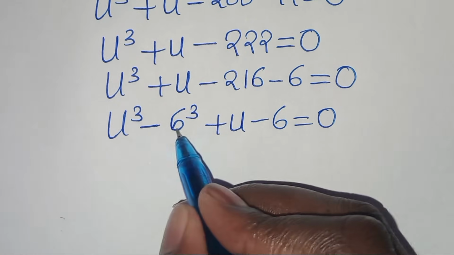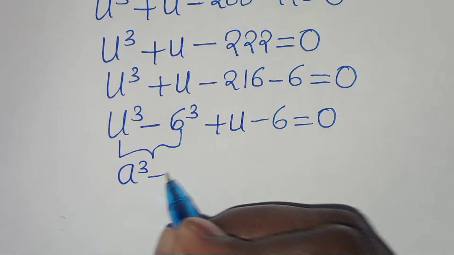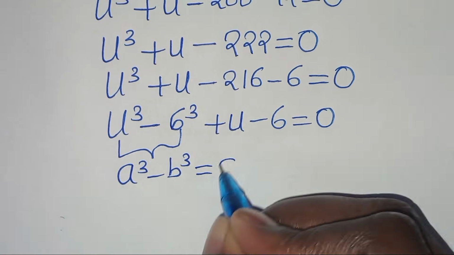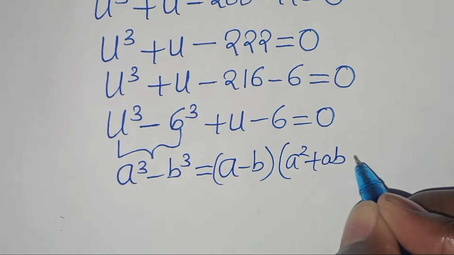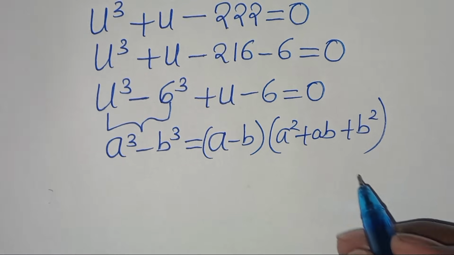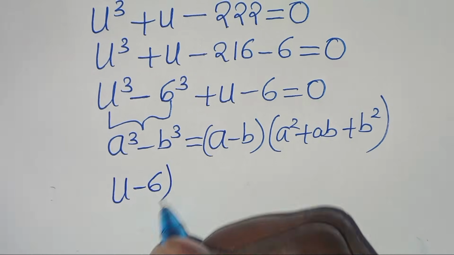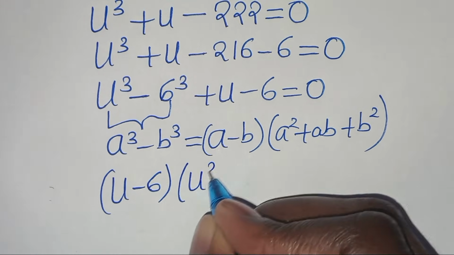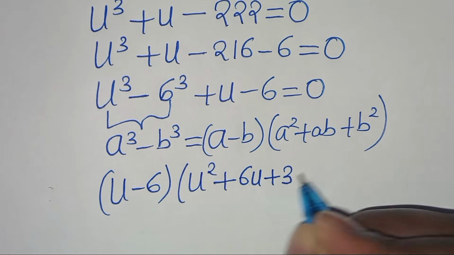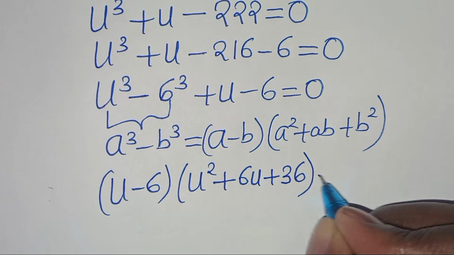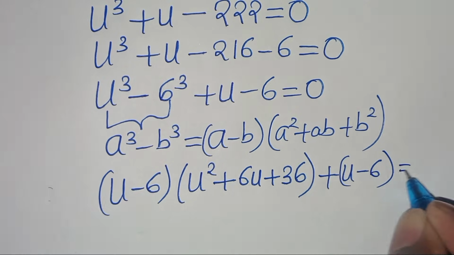Now, u to the power of 3 minus 6 to the power of 3 is the difference of two cubes, expressed as a to the power of 3 minus b to the power of 3, which we can express as a minus b times a squared plus ab plus b squared. Applying this identity, here we have u minus 6 times u squared plus 6u plus 6 squared, which is 36, then plus u minus 6, equal to 0.